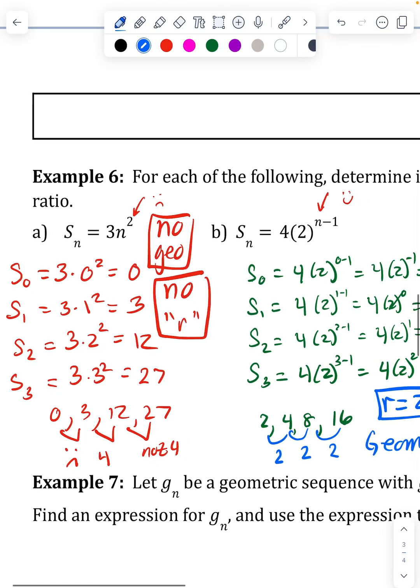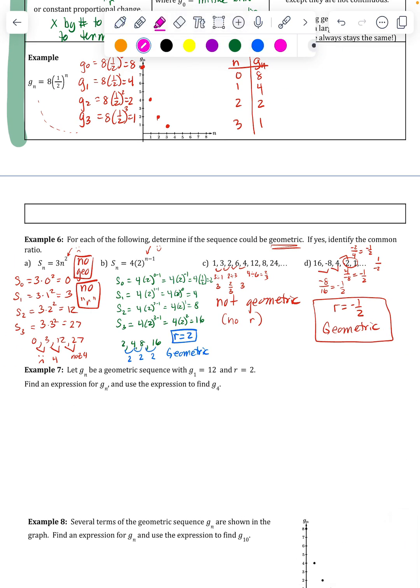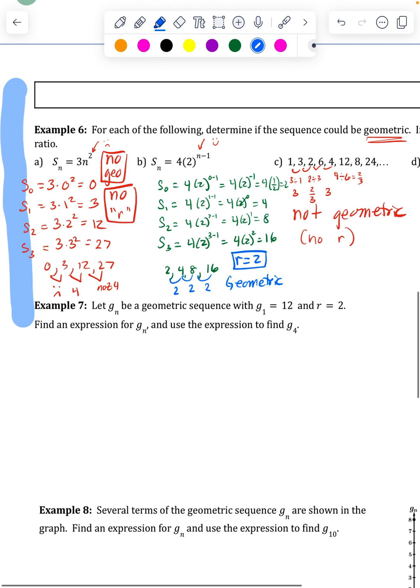We've got to be able to identify yes or no they're arithmetic, yes or no they're geometric, and then why. And the why is always because it does or does not have a common ratio, does or does not have a common difference. Let's wrap up these last two.